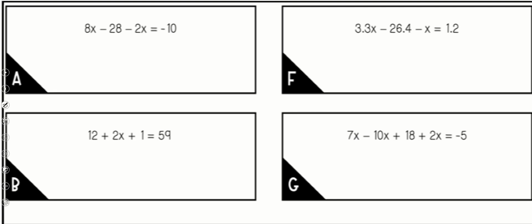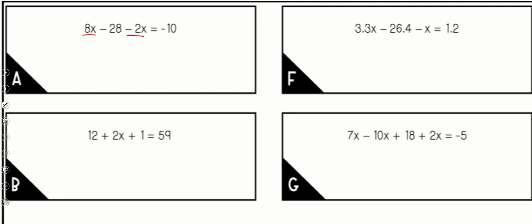All right, so A here. I combine like terms. My like terms are the 8x and the minus 2x. The minus 28 and the minus 10 are not like terms because they're on opposite sides of the equal sign. For them to be like terms, they have to be on the same side of the equal sign. Everybody clear on that?